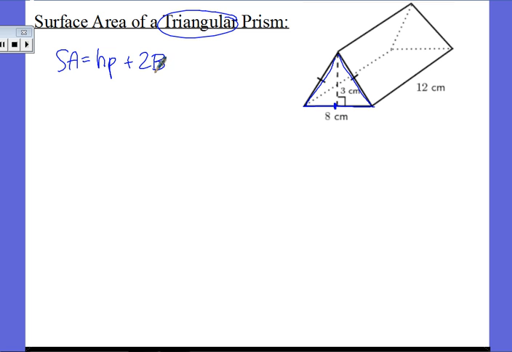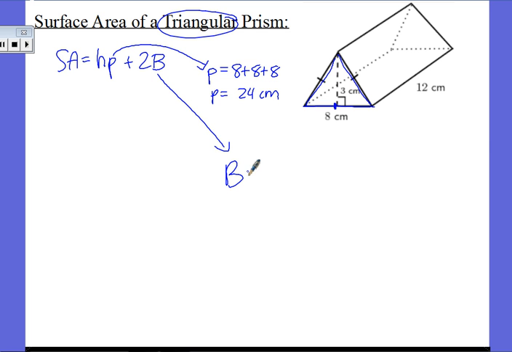Okay, again, I cannot move on to substituting until we calculate the perimeter and the area of that base. So perimeter of the base again is a triangle. My triangle is equilateral and one of its sides is 8, so that means all 3 of its sides are 8. We're going to add 8 together 3 times. We get the perimeter is 24 centimeters.